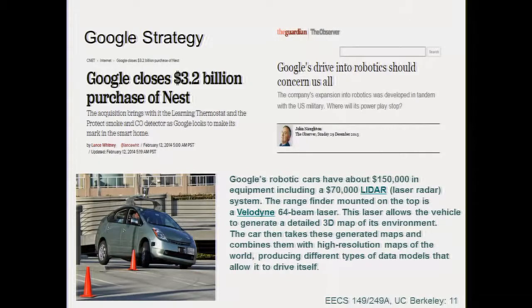Unfortunately, it costs $70,000, just the radars. So slightly too expensive. But as we all know, if you have a way of doing things, then you put a lot of engineers like us on the problem, and from $70,000 it will end up costing 7 cents. And then we are talking, because 7 cents everybody can afford. And the rangefinder mounted on the top is a Velodyne 64-beam laser. It's like Star Wars.